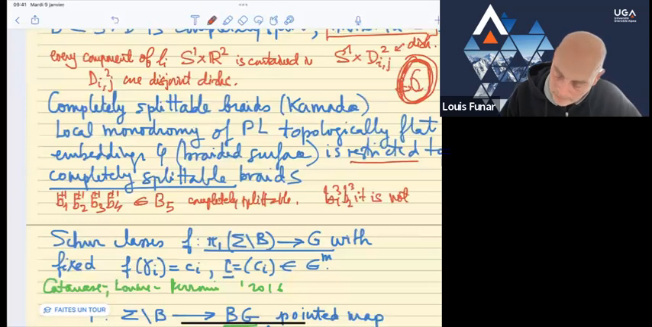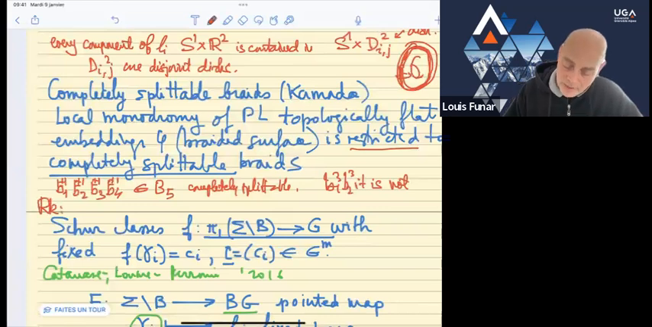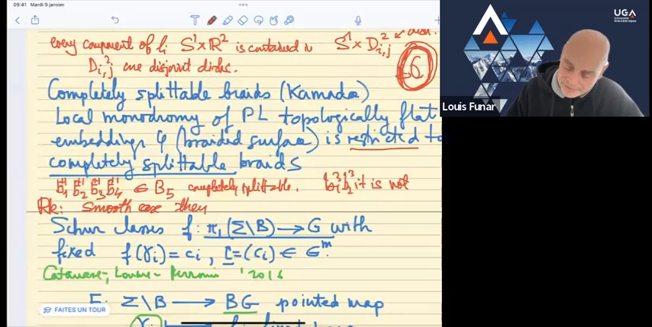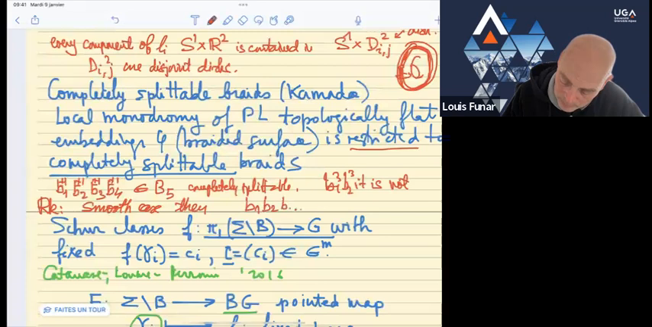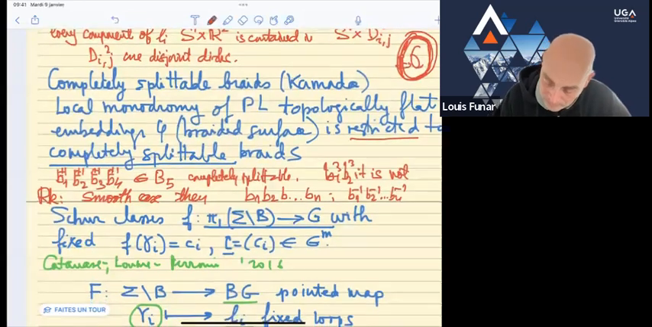And as a side remark, if you want to do the same theory for smooth surfaces, in the usual case, then one has to restrict to something of the following form: B1, B2 up to Bn, or B1 inverse, B2 inverse, up to Bn inverse, or conjugates. The completely splittable braids are invariant by conjugacy. So this is slightly more restricted.